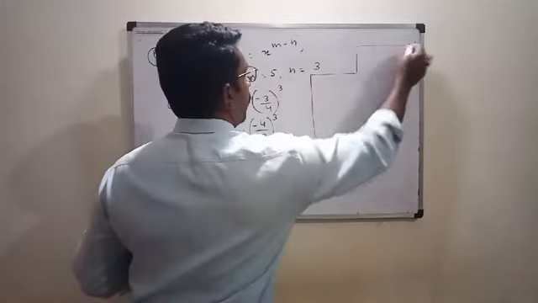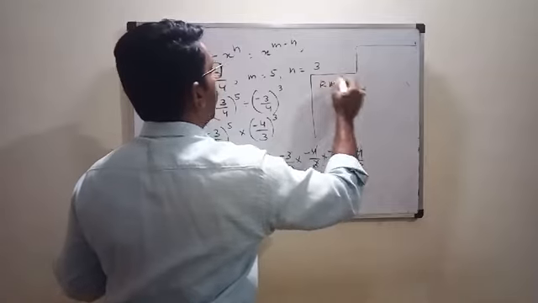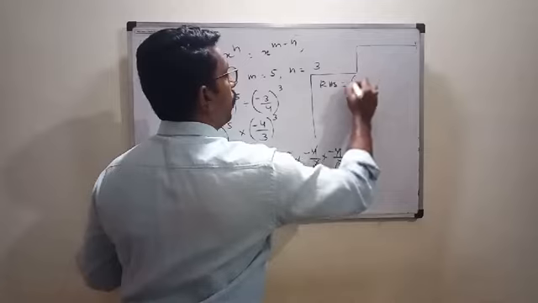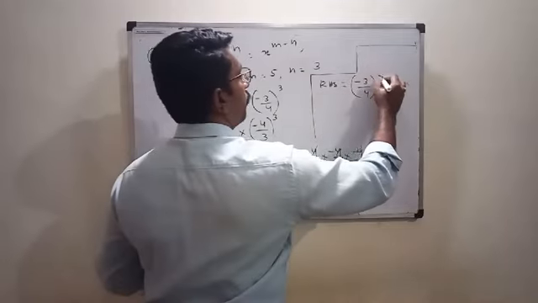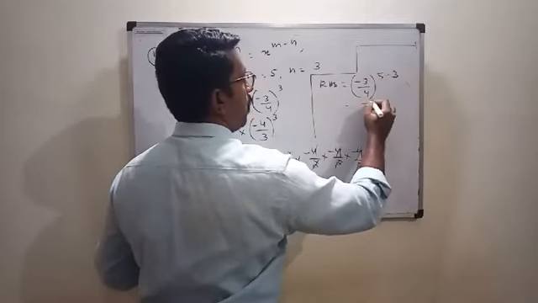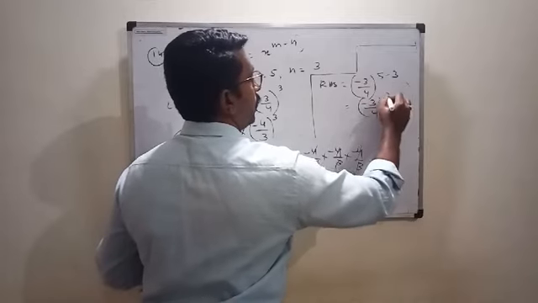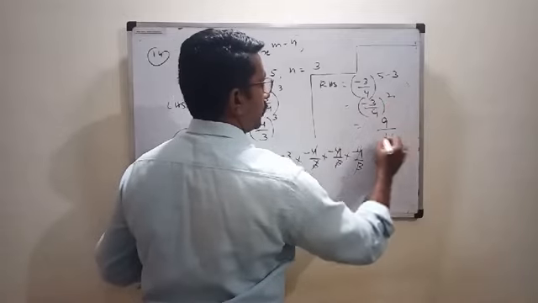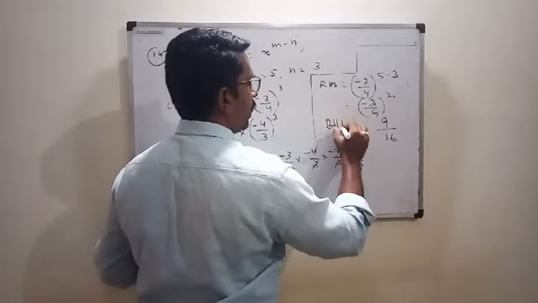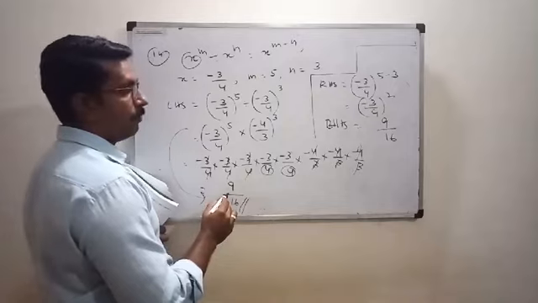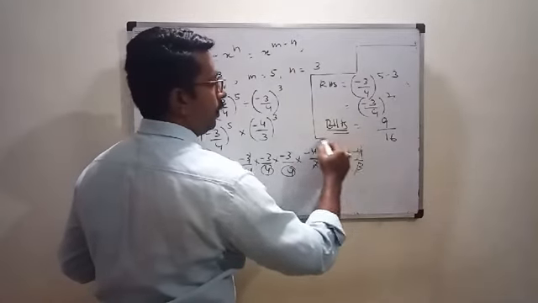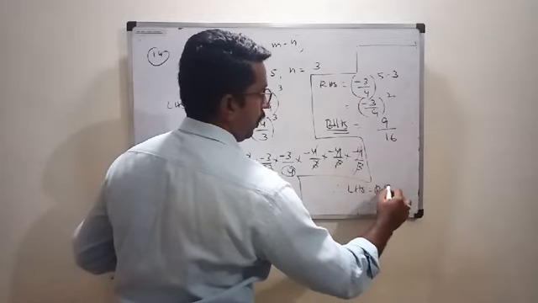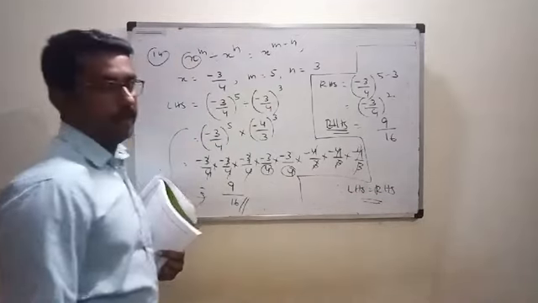Now you see RHS: x to the power m minus n, minus 3 by 4 to the power 5 minus 3, minus 3 by 4 to the power 2, minus 3 square is 9, 4 square is 16. Look at RHS. LHS equal to 9 upon 16. RHS equal to 9 upon 16. Therefore LHS equal to RHS, hence verified.